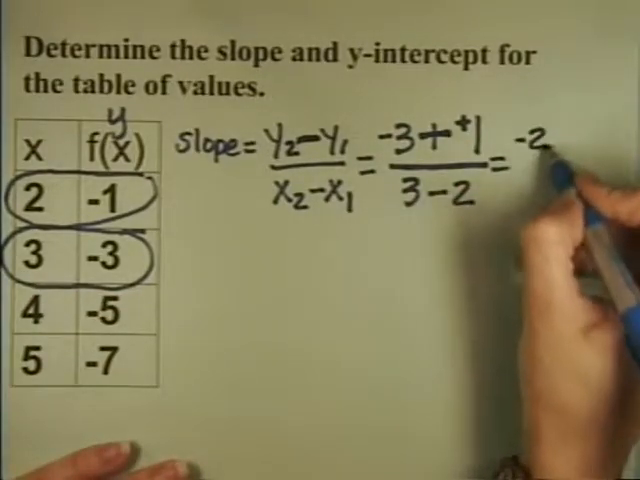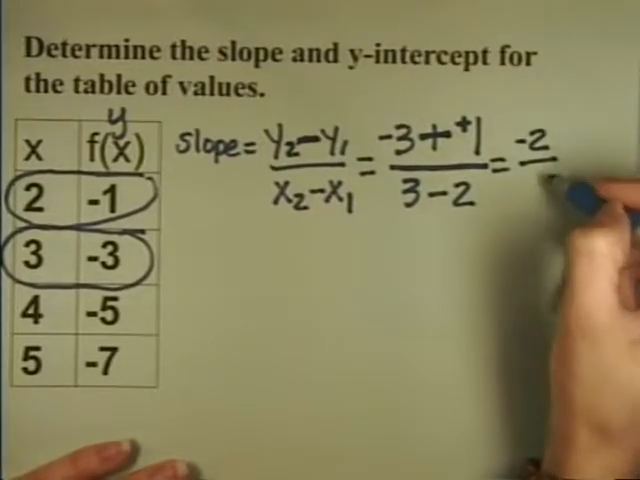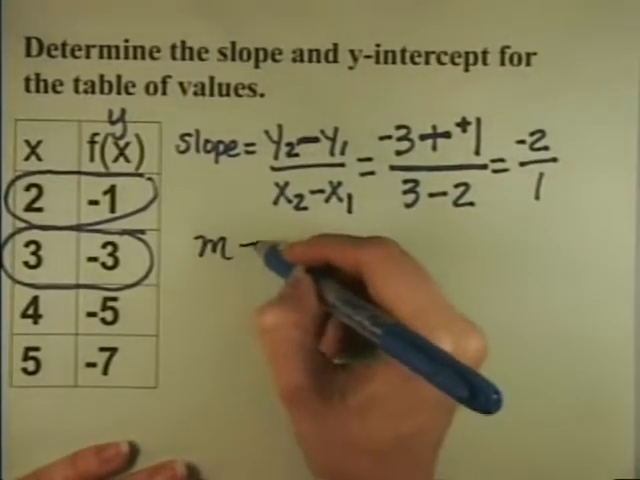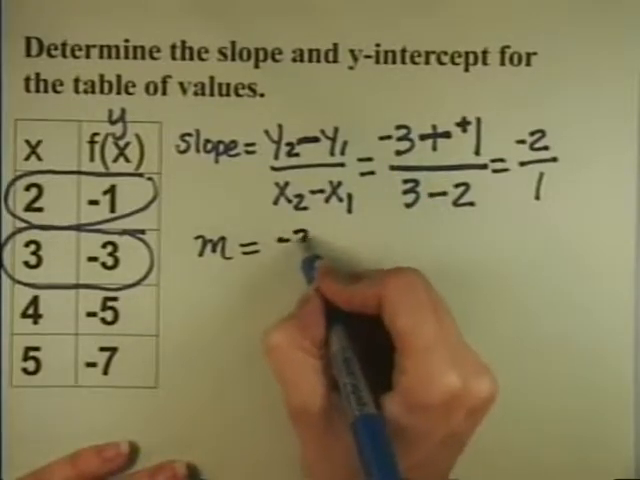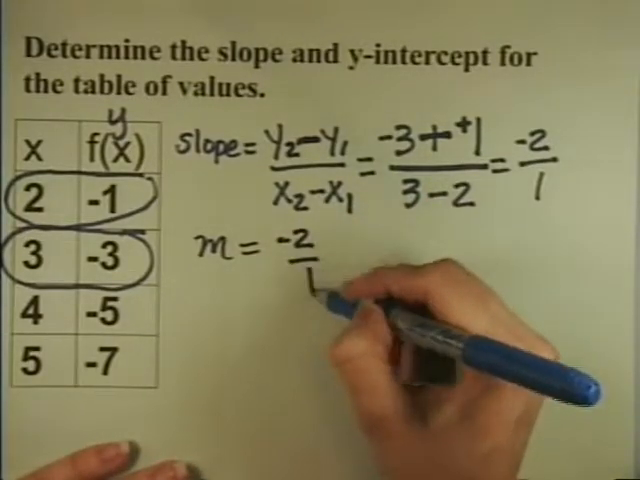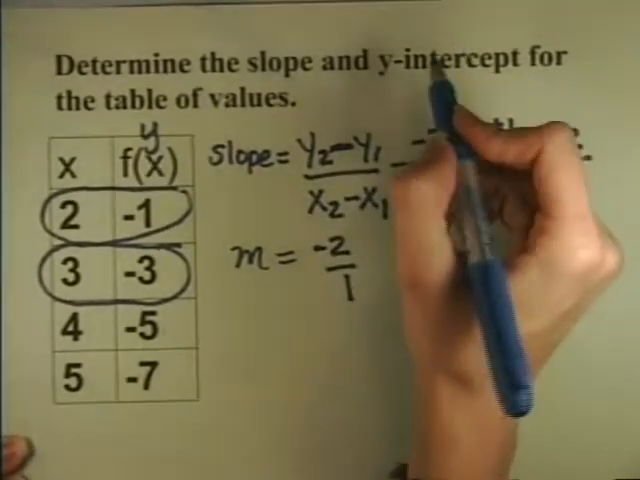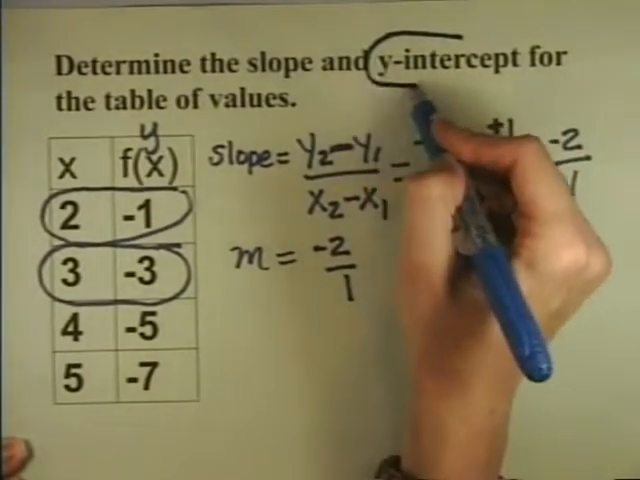-2 over 1. Awesome. So your m, your slope, is -2 over 1. Okay, here we go. Now we have to find out the y-intercept.